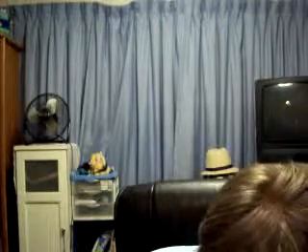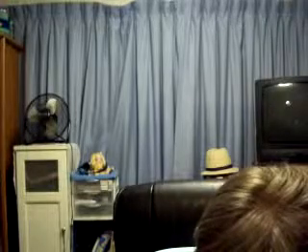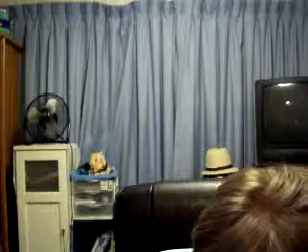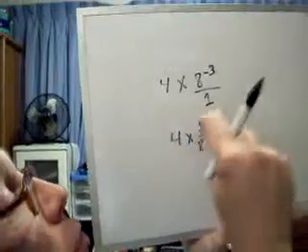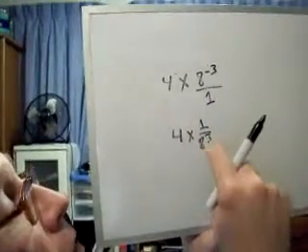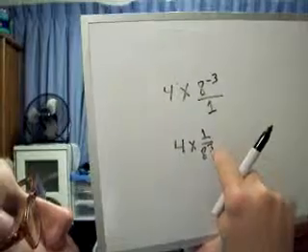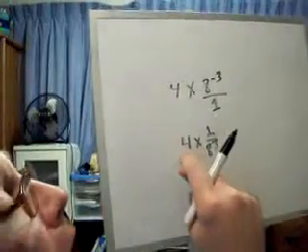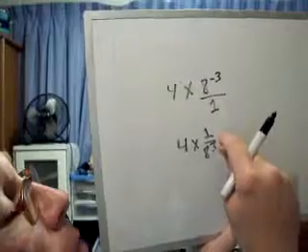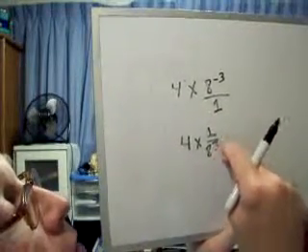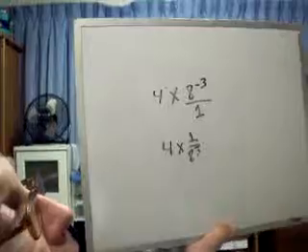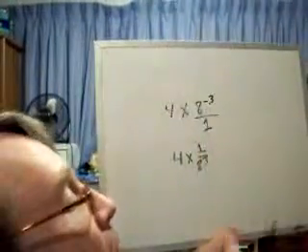Now what we're going to have is 4 times 1 divided by 8 raised to the power of 3. Let me say that again. It's 4 times 1 divided by 8, which is now raised to the power of 3. Okay, now what do we do with all this?